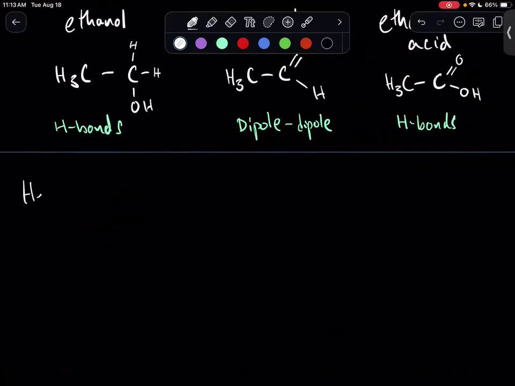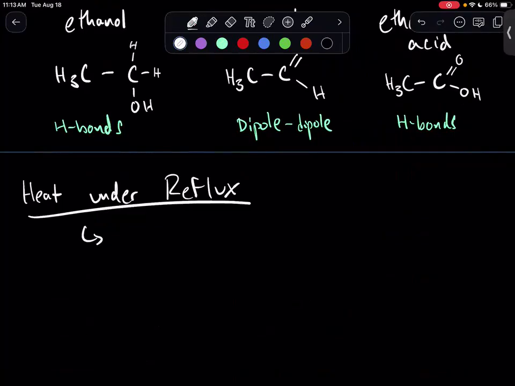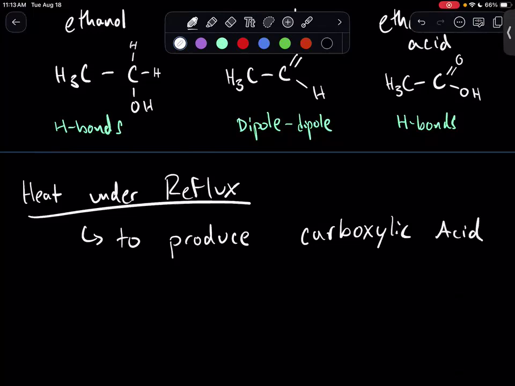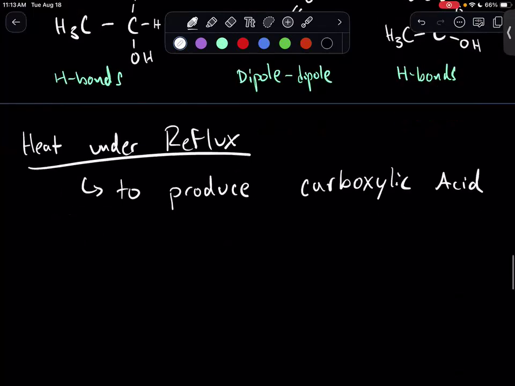Well, that's called heat under reflux. This is what we use to produce carboxylic acid. And basically, this is done with excess oxidizing agent because you want to make sure that you're not stopping at aldehyde. You don't want that partial oxidation where we use excess alcohol.